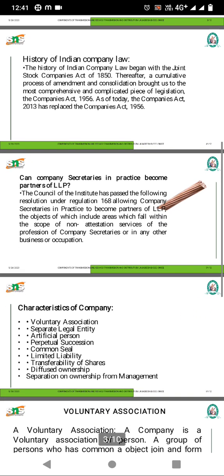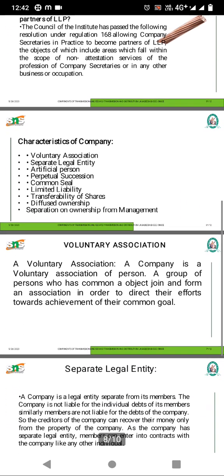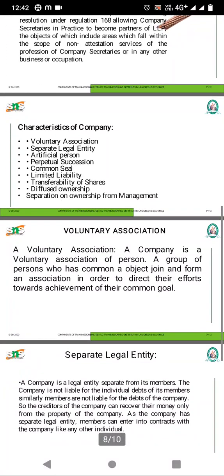Characteristics of a company. First one is voluntary association, separate legal entity, artificial person, perpetual succession, common seal, limited liability, transferability of shares, diffused ownership, separation of ownership from management. Voluntary association. A company is a voluntary association of persons. A group of persons who have a common object join and form an association in order to direct their efforts towards achievement of their common goal.